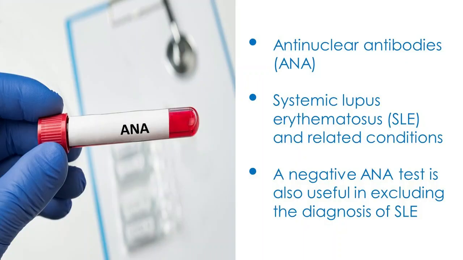ANA stands for anti-nuclear antibody and is the test that is used to facilitate the diagnosis of SLE and related conditions. Given its very high association with SLE, a negative test is also useful in excluding the diagnosis of SLE. The ANA test is, however, commonly requested when patients have vague symptoms that include musculoskeletal symptoms and fatigue.